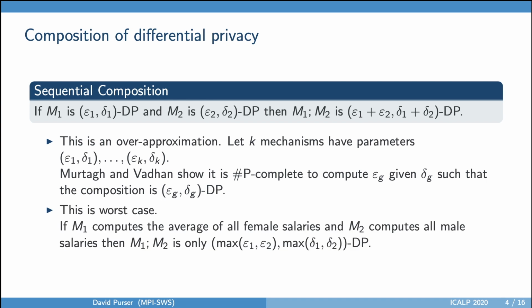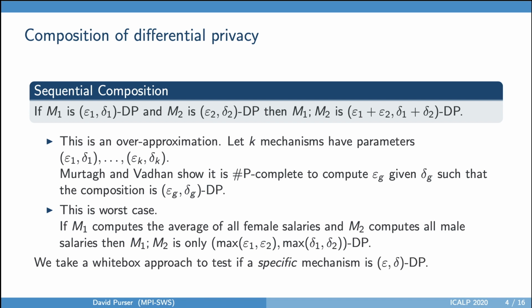For example, if M1 computes the average of all female salaries and M2 computes the average of all male salaries, then each of the two mechanisms operates on a separate partition of the data. In this case, we only need to take the maximum of the two parameters. There are several examples of algorithms where their parameters, epsilon and delta, are much lower than a naive, composition-based analysis of the algorithm would lead to. It's therefore important that our verification procedures do not solely use composition-based reasoning.